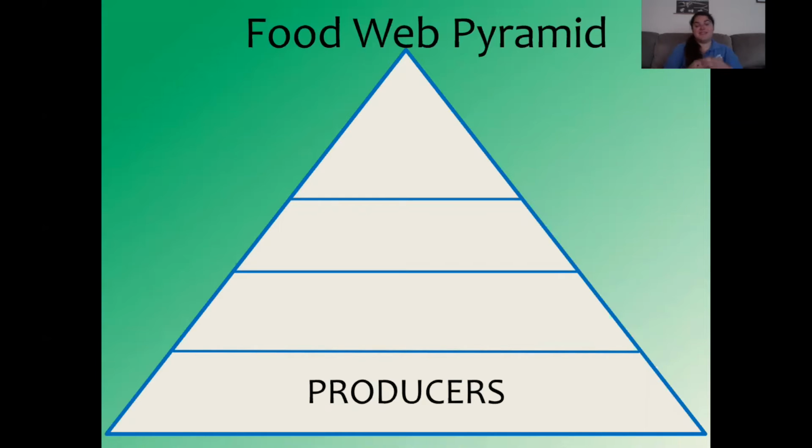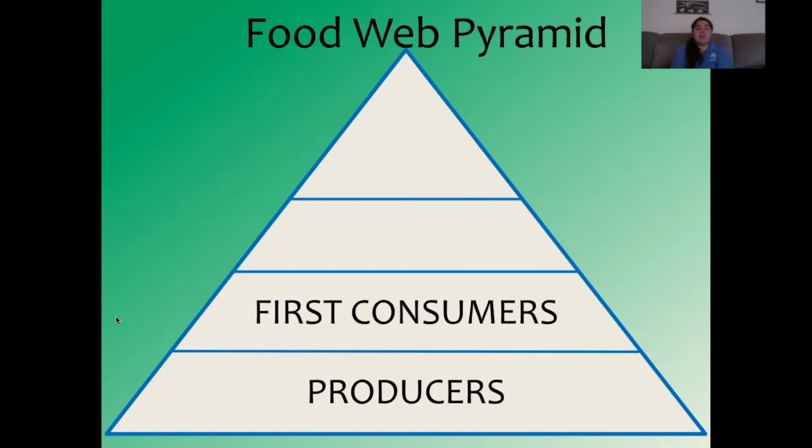I like to think of producers as the bottom box on a stack of boxes. If you take away that bottom box, what's going to happen to all those other boxes? They're going to crash, right? So our producers are our base, our very important part of the food web. Next, we have our first consumers, who are herbivores, which means they only eat plants. They only eat producers. Next, we have our second consumers, who are our carnivores and omnivores.